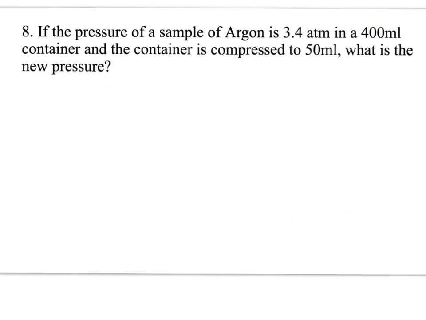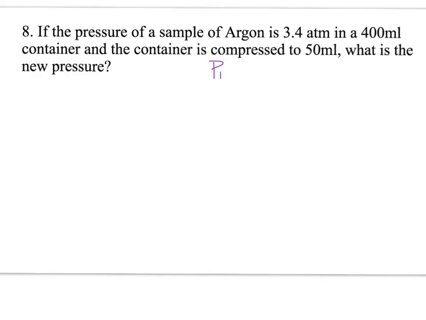Number 8, if the pressure of a sample of argon is 3.4 atmospheres in a 400 milliliter container, and the container is compressed to 50 milliliters, what is the new pressure? And so we're dealing with pressure and volume in this particular equation. We're going to use the combined gas law, and then we're going to take out what we don't need in the combined gas law.